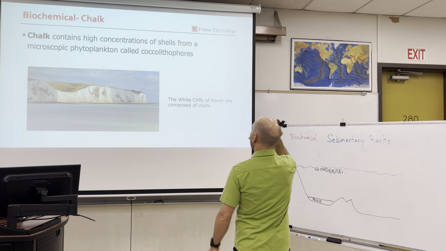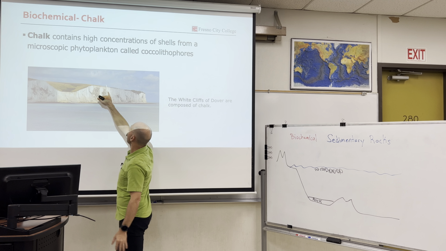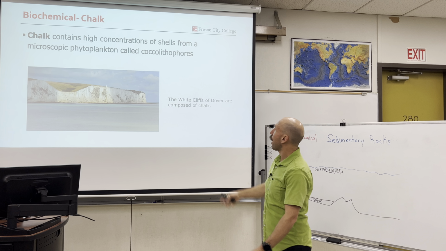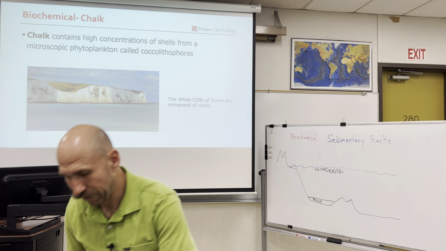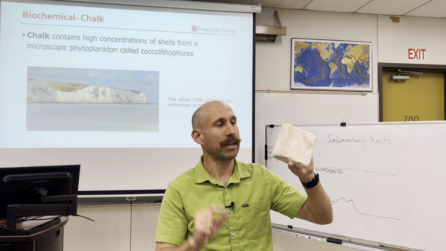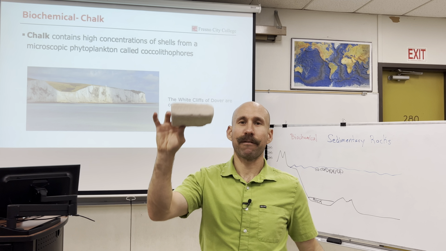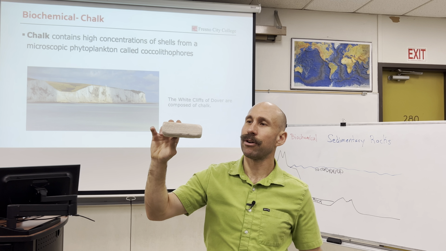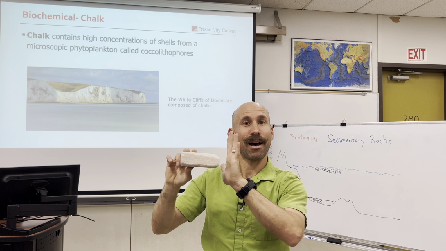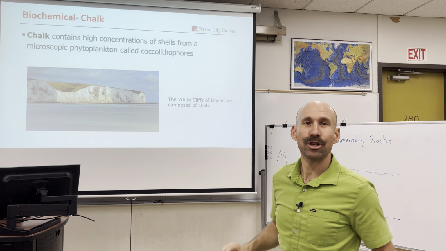The White Cliffs of Dover. This is a very famous, popular outcrop of the United Kingdom. Here's a big lighthouse. This cliff face is hundreds of feet tall. And this comes from a very specific marine phytoplanktonic species known as coccolithophores. When you have the deposition of coccolithophores at the bottom of the ocean, they then form a very unique type of biochemical sedimentary rock known as chalk.